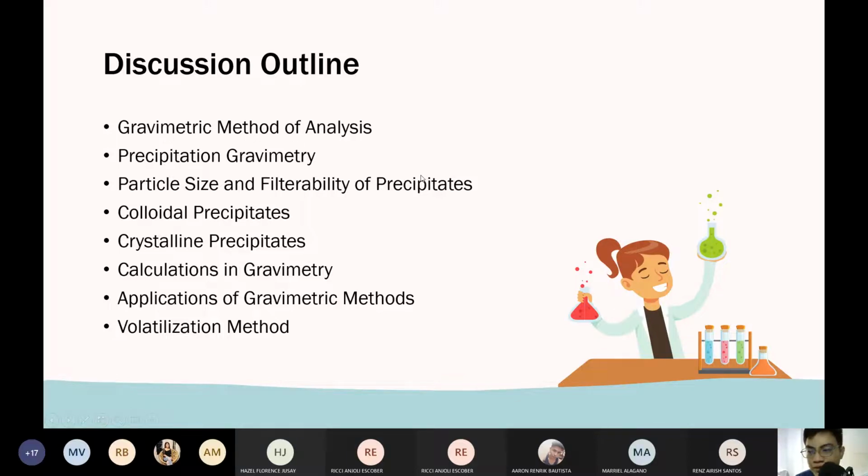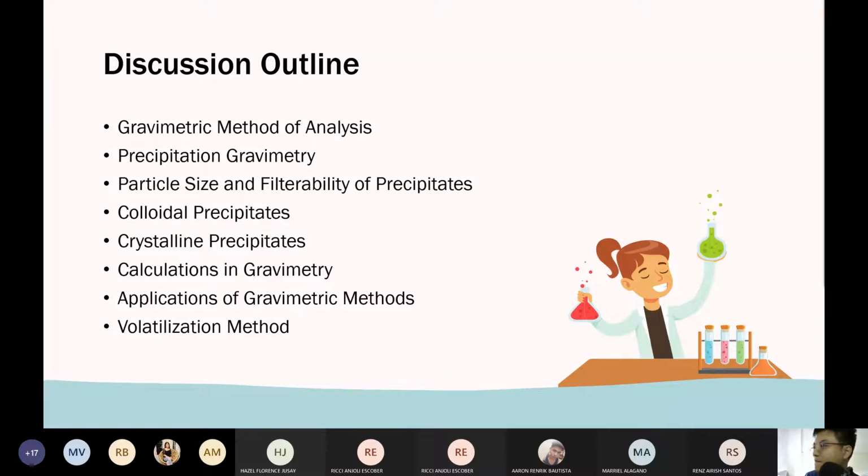In your experiment, what you're actually doing is the volatilization gravimetry because you are making one of your components turn into gas phase. Precipitation gravimetry is impossible with home chemicals, so you really need to be in a lab. But volatilization is very easy to do. You just need an oven. But in the laboratory, if you really want to determine the analyte, you have to do precipitation. Volatilization is also done, but not that much.